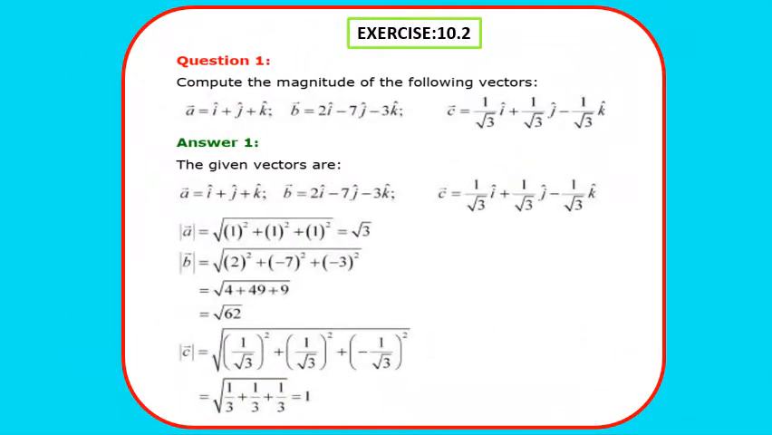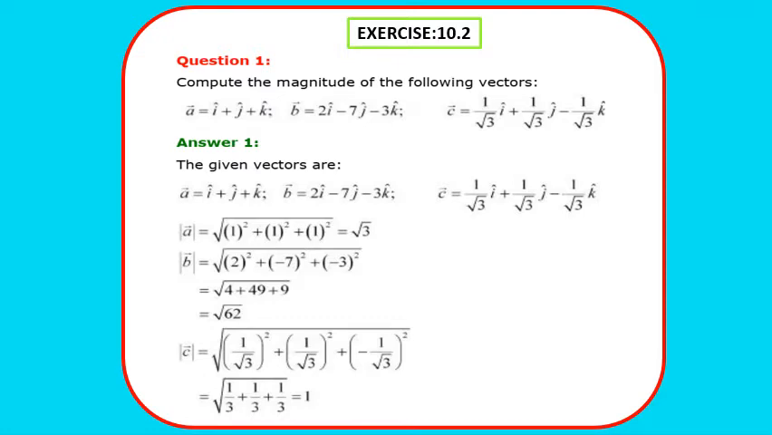So keeping all these points in mind, let's start exercise 10.2, and question 1 is: compute the magnitude of the following vectors. We have vector a, vector b and vector c. Now vector a is equal to i plus j plus k. So the magnitude of a equals under root 1 square plus 1 square plus 1 square, which is root 3.